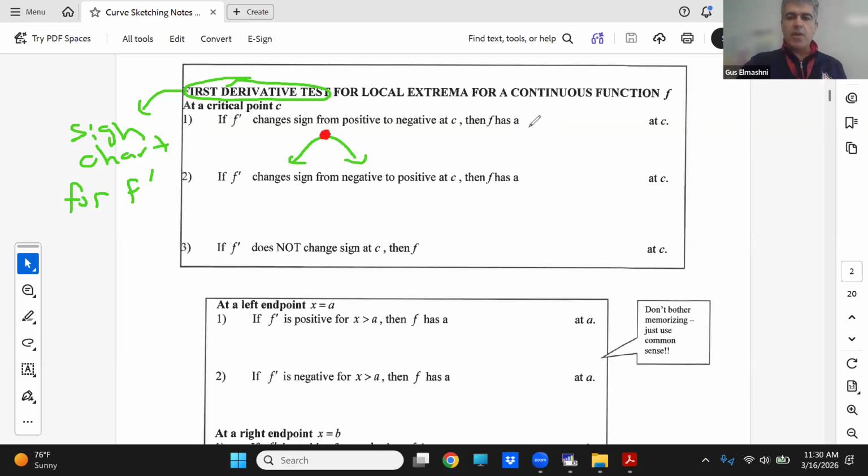So F has what we call a local max. It goes from positive to negative. But what if I do the other way? A local minimum, correct. You don't have to memorize so much. It's more just understanding, like visualizing it, right? Call it local min.